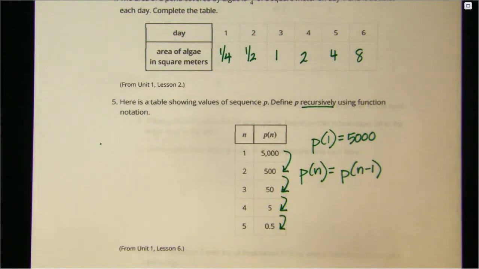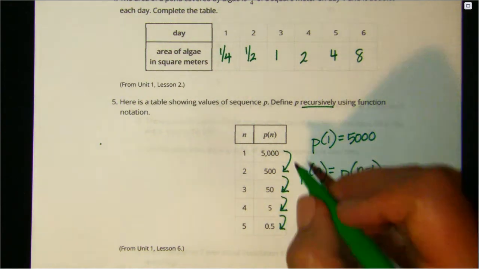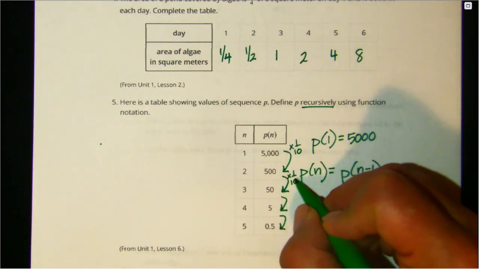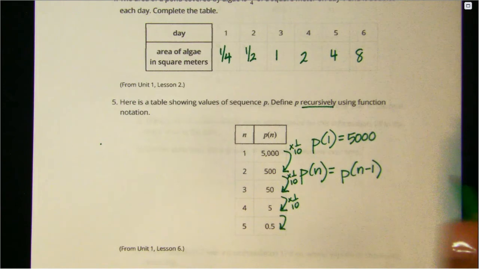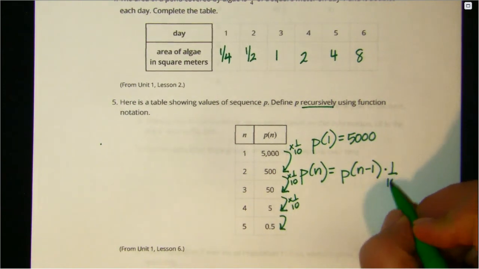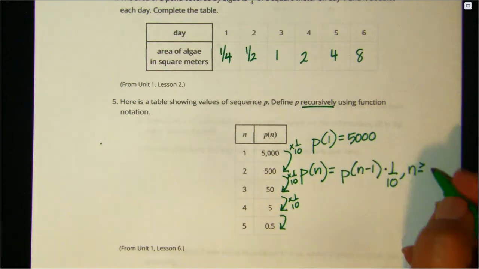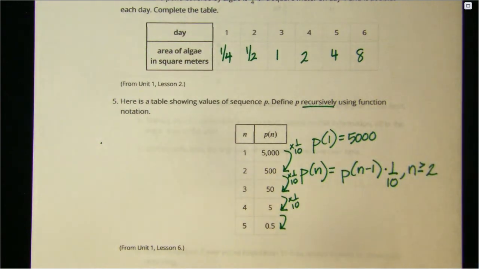Dividing by 10, which is the same as multiplying by 1/10, right? On sequences, we want to talk in terms of multiply. So I multiply by 1/10, and that's for n greater than or equal to. I already gave the first term, so I'm going to start on term 2.